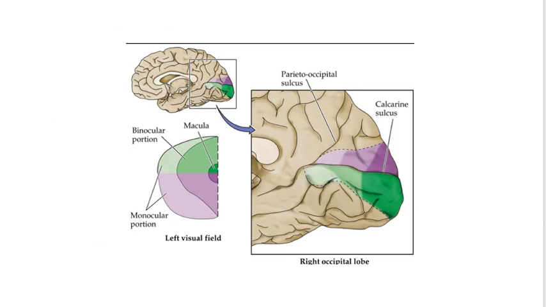So just to explain this further, the occipital lobe is right at the back, and you have the macular component right at the posterior, which is followed by this binocular component here, and then we have a monocular component in the periphery. If we look at it this way, you have the calcarine sulcus right in the middle, and the upper component represents the upper part of the retina, and the lower component represents the lower part of the retina.